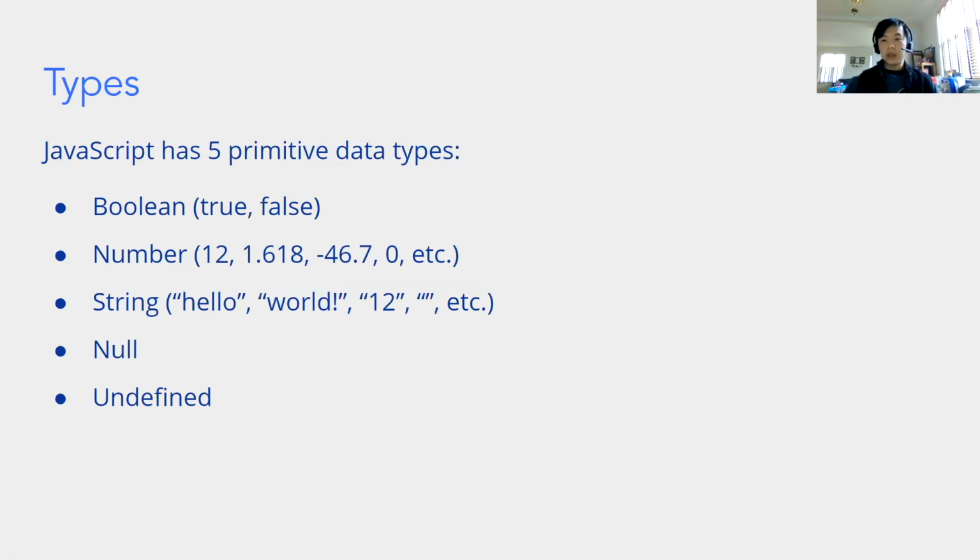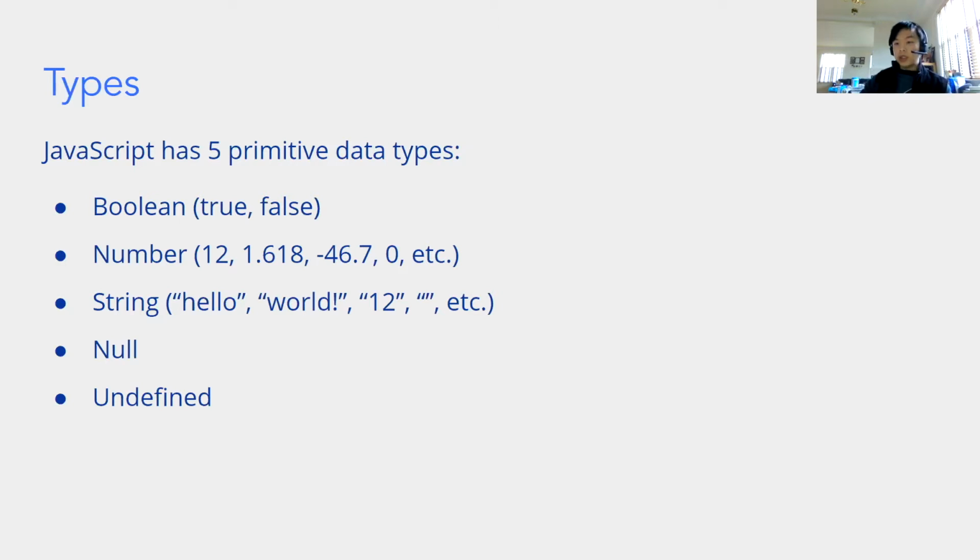By primitive, we just mean the most basic level. So we have Booleans, which are just true or false. We have these things called numbers, which are what they sound like. This is anything: positive, negative, 0, integers, decimals. JavaScript does not distinguish between types of numbers.